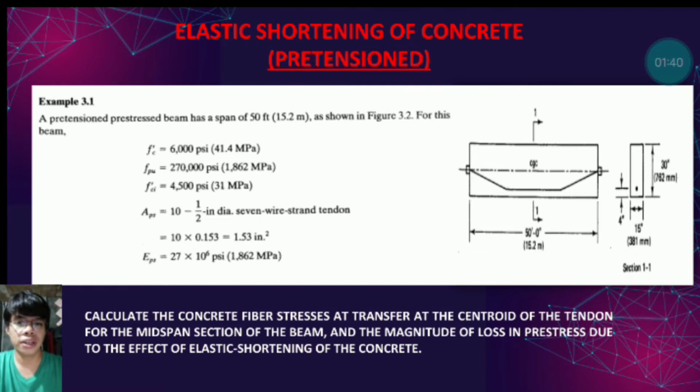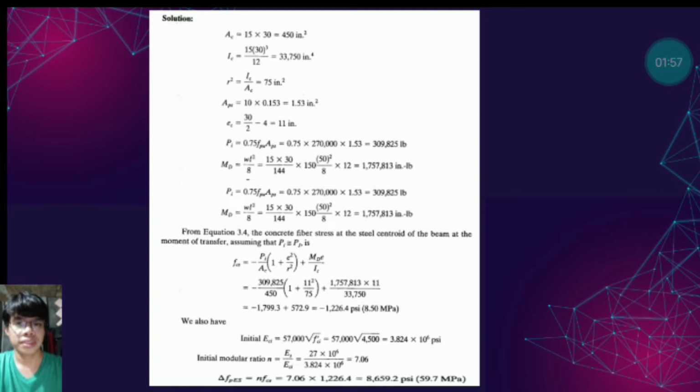Calculate the concrete fiber stresses at transfer at the centroid of the tendon for the midspan section of the beam, and the magnitude of loss in pre-stress due to the effect of elastic shortening of the concrete. The formula that we will be using for the partial loss of pre-stress due to elastic shortening of concrete is equal to n times fcs. To get a head start, let us first solve for the area of the concrete.